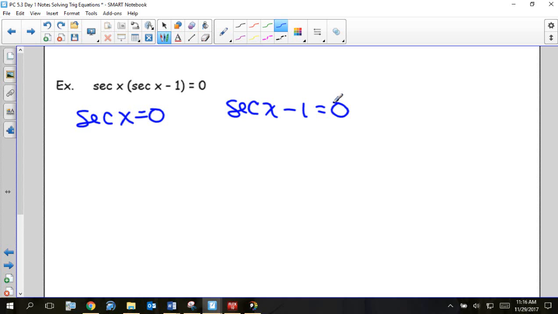All right, now we're going to solve each of these separately. So secant x equals 0. Do you know where secant is 0, or should we think about it as cosine? I'll think of it as cosine, because secant is just a reciprocal of cosine, so we'll just take cosine x, and we'll reciprocate 0. What's the reciprocal of 0? Okay, so where is cosine undefined?